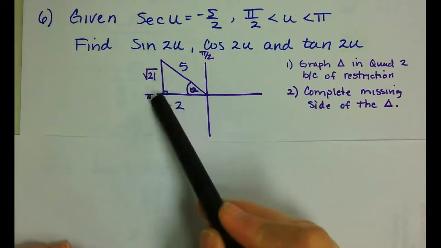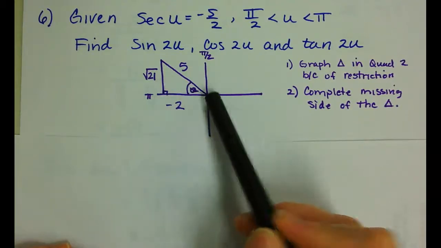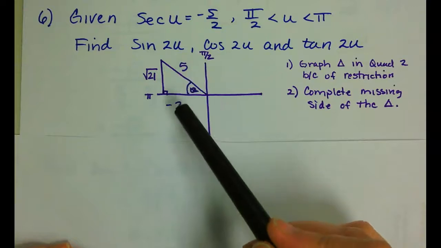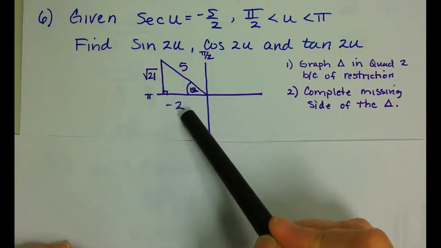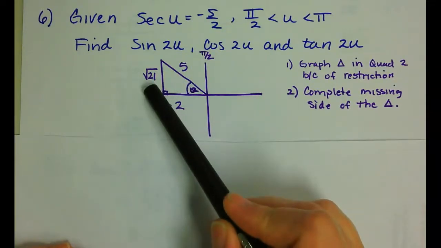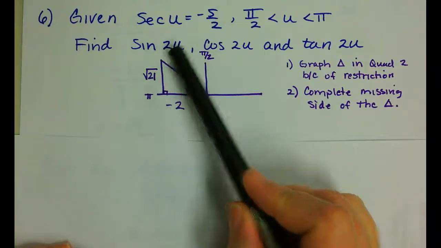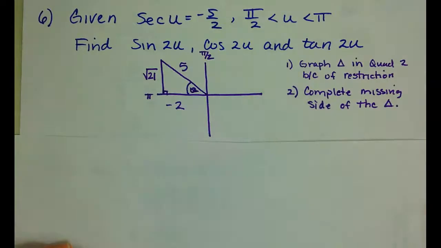And the right angle is back here, again, never at the origin. And then we fill in -5 over 2, and we have the negative here because the hypotenuse is never negative. We use Pythagorean theorem to find the length of the missing side, which is square root of 21. So now that I have this done, then I can begin to address and answer those questions.